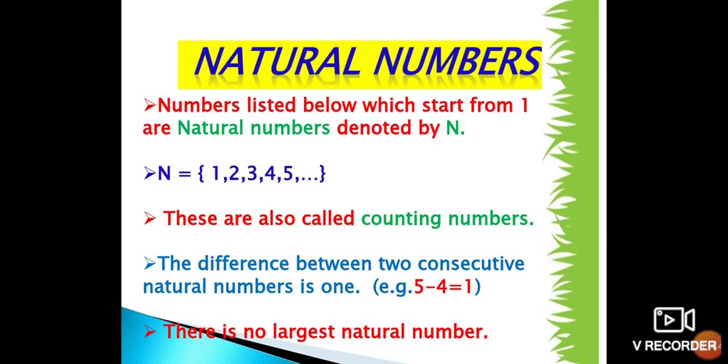If you take any two consecutive natural numbers, the difference between them is 1. Like if you take 4 and 5, 5 minus 4 is 1. For any two consecutive numbers, the difference is 1. As the natural numbers are infinitely many, there is no largest number. There is no largest natural number.